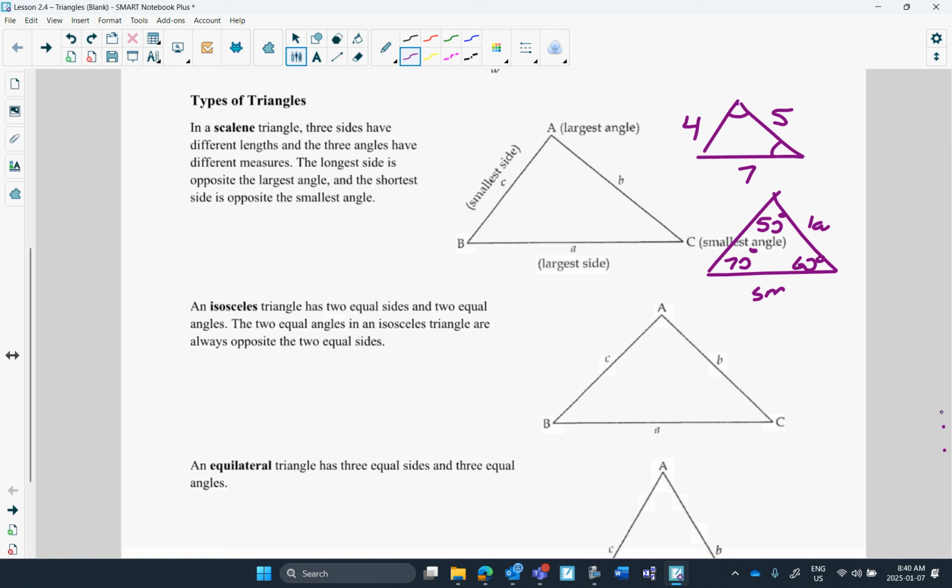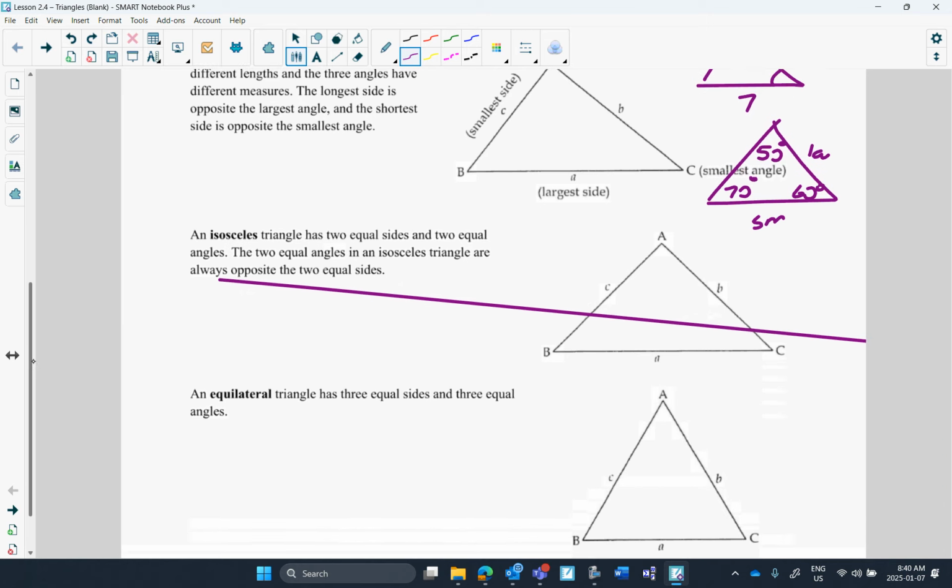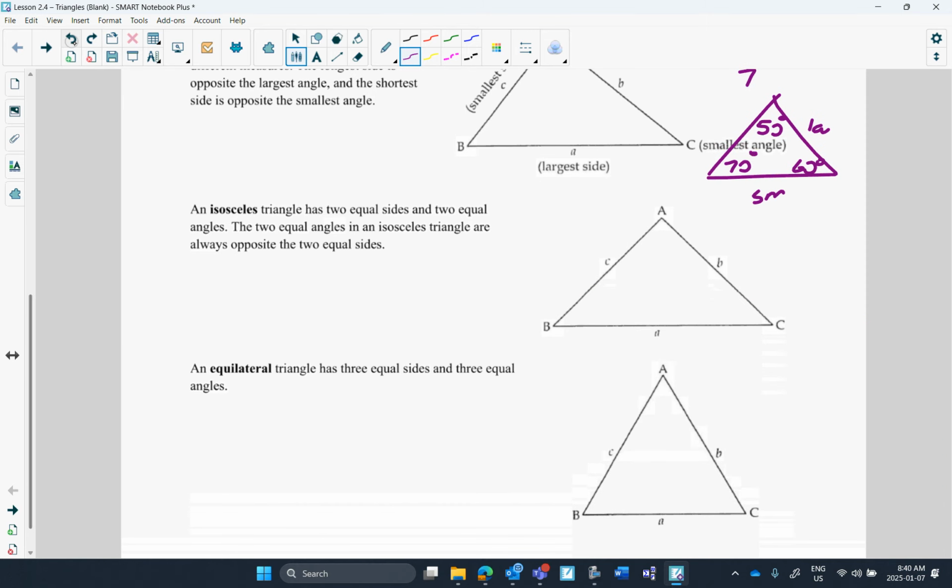Isosceles triangle, two sides are the same. And if two sides are the same, two angles are the same. So in this diagram, we can see that this is isosceles because side B is equal to side C. But additionally, the angles opposite those sides, so angle B and angle C, because the sides are equal, their opposite angles must be equal.